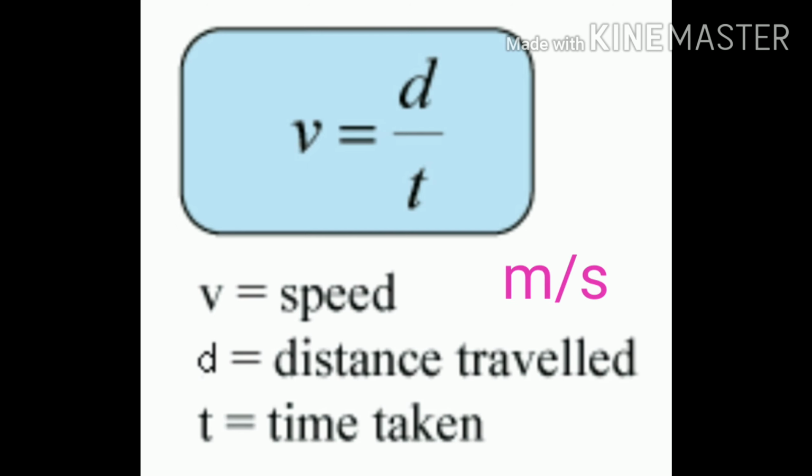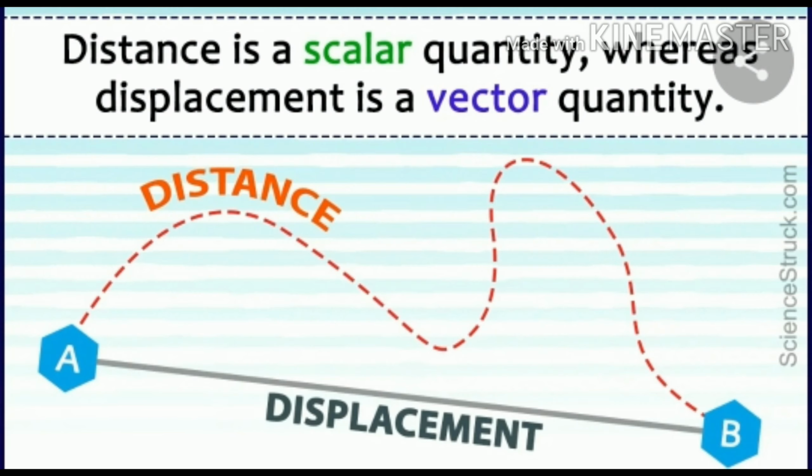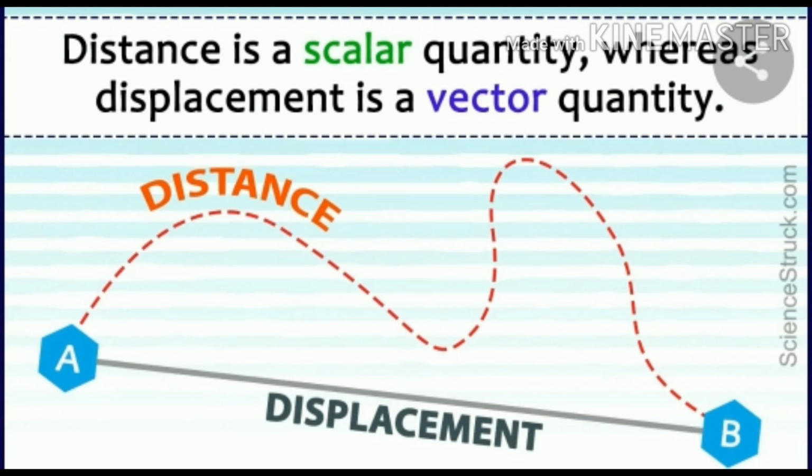So what are the differences between distance and displacement? Distance is the actual length traveled by the body in a path irrespective of direction. Displacement is the distance traveled in a straight line with direction.